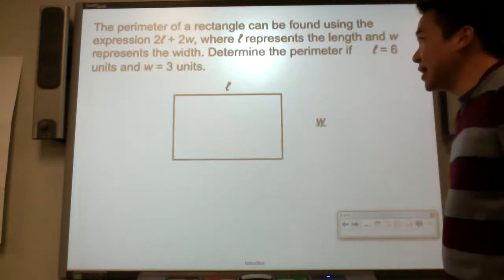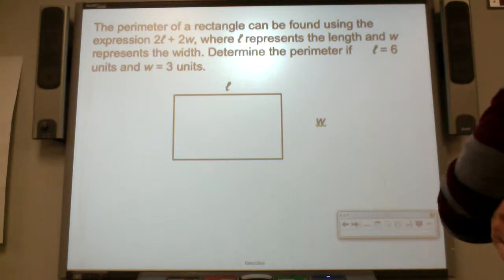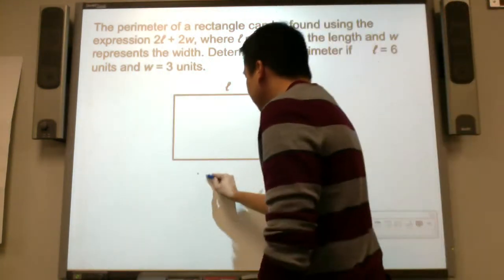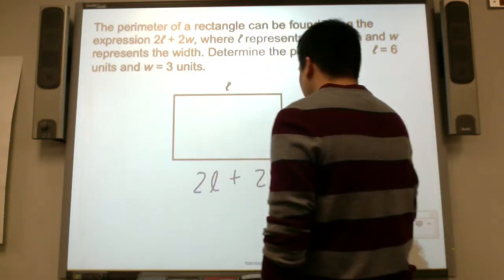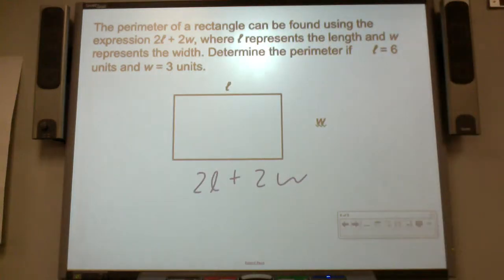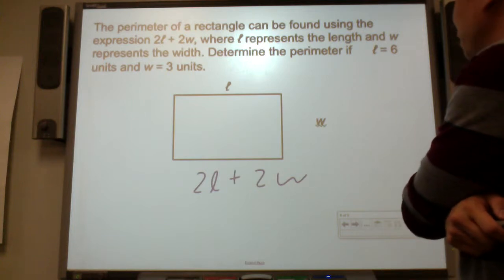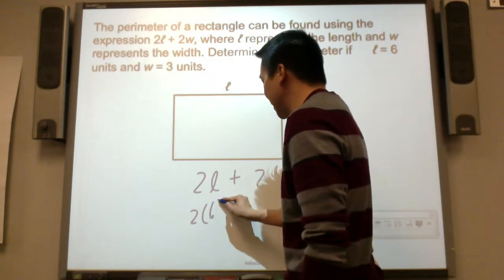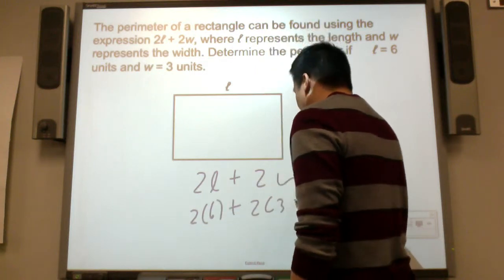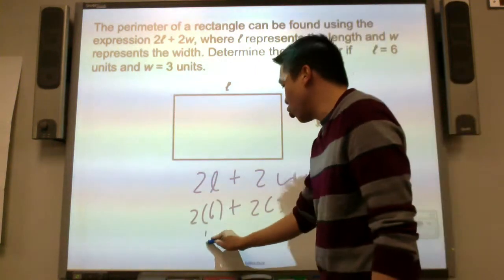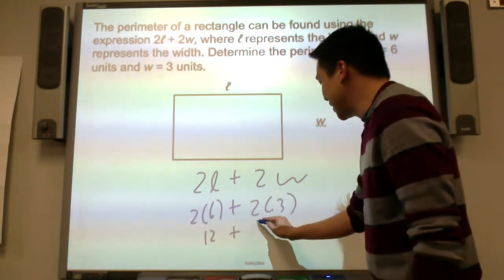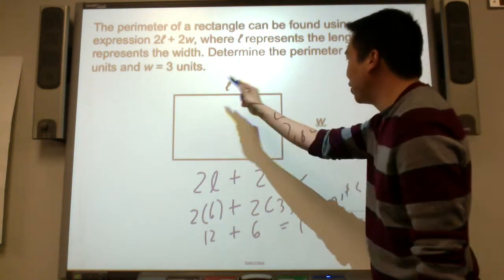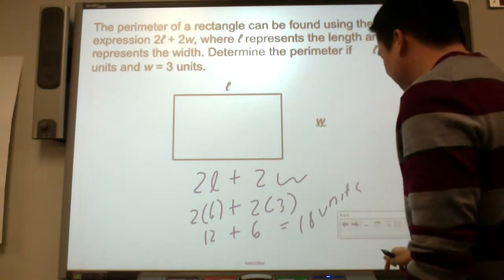And last but not least, the perimeter of a rectangle can be found using the algebraic expression 2L plus 2W, where L represents length, W represents width. Determine the perimeter if L is 6, or replace this L with 6, and I replace this W with 3. So what's 2 groups of 6? 12. What's 2 groups of 3? 6. It adds up to 18 units. So the perimeter is 18 units around this.